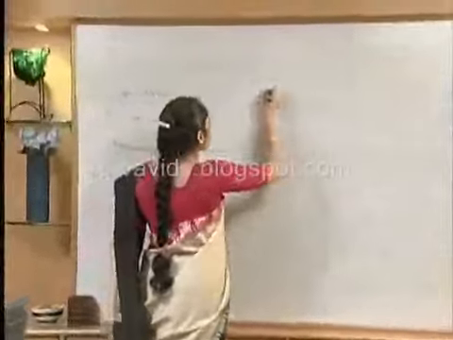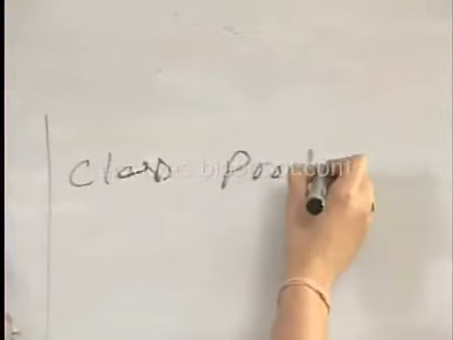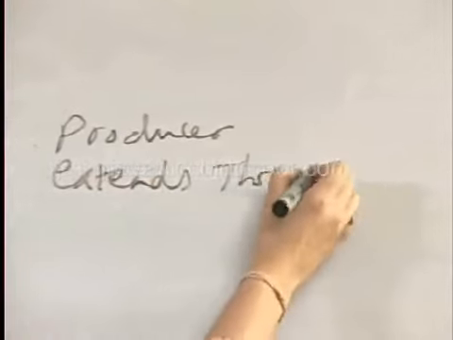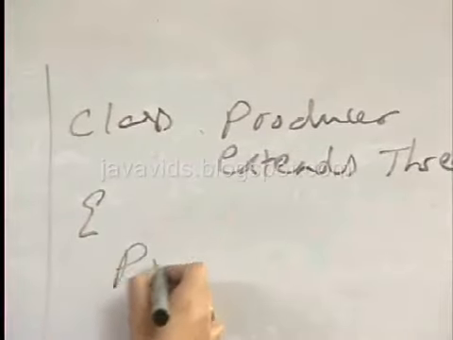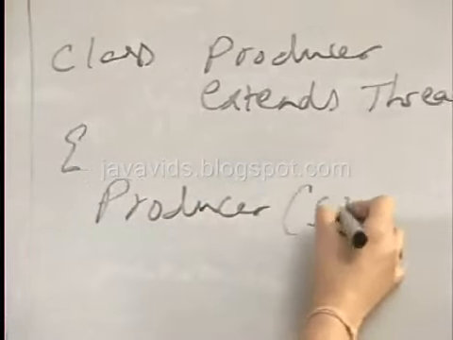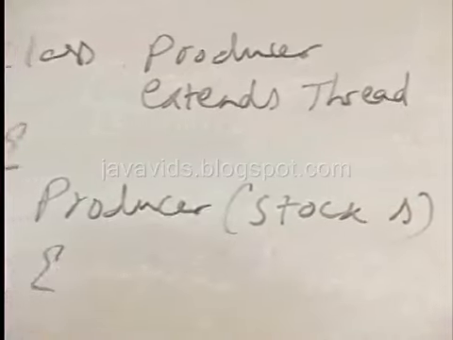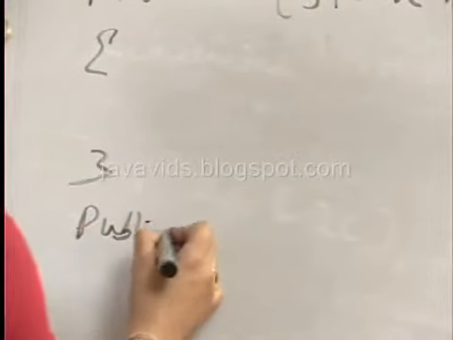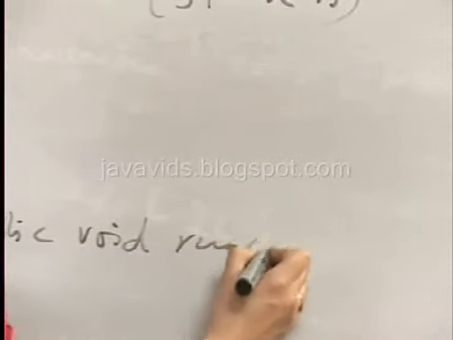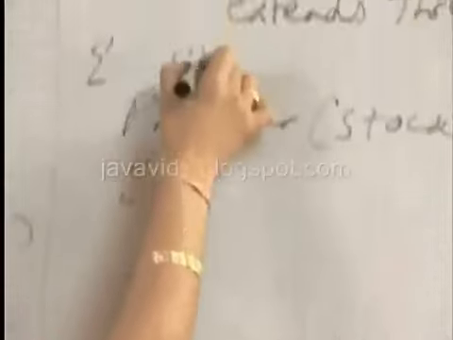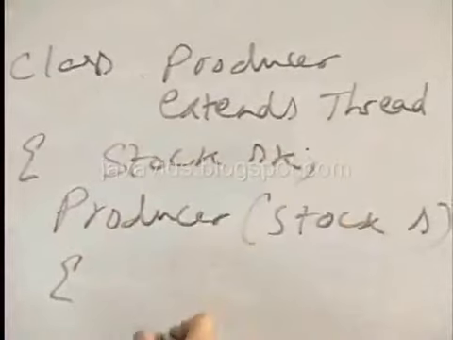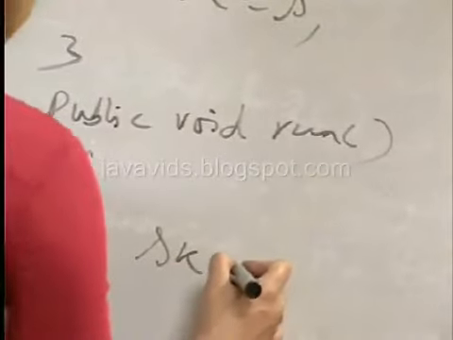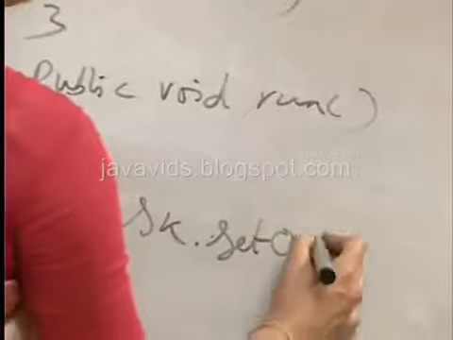Let's assume that we have class Producer which extends Thread, and Producer has an access to the stock object and overrides the public void run method. Using the stock object in the run method, he calls set quantity on hand.